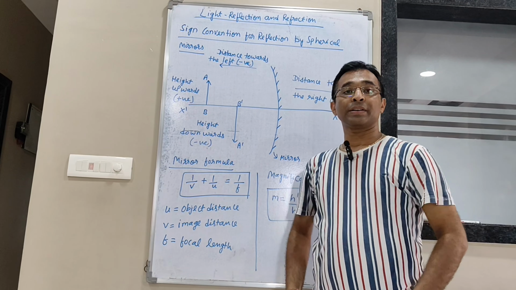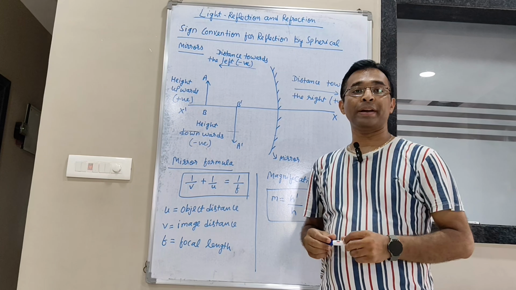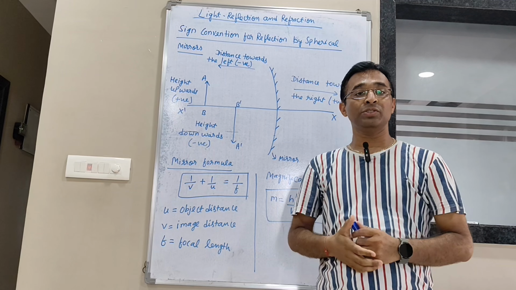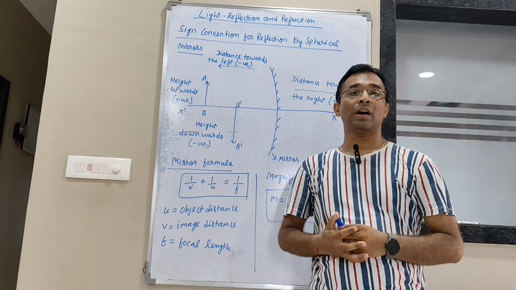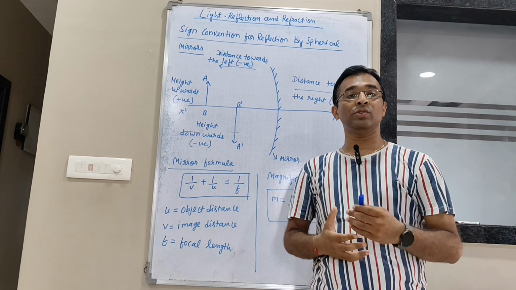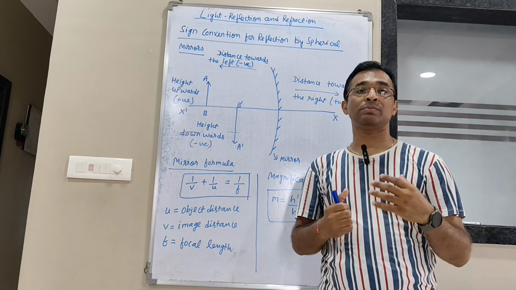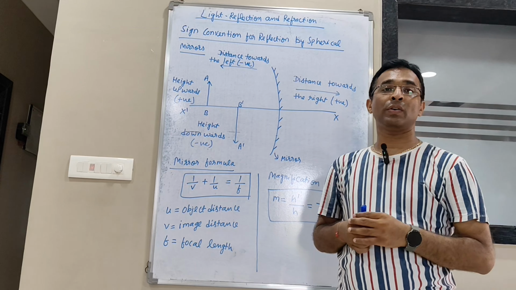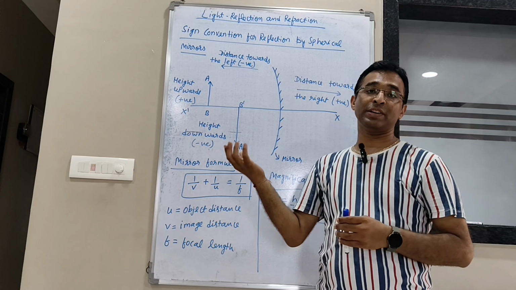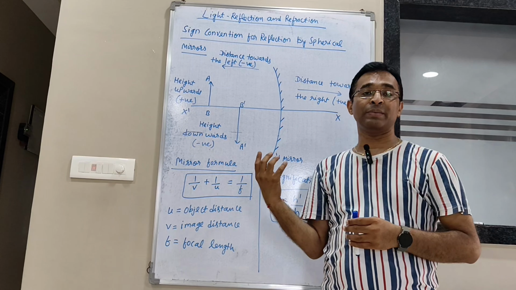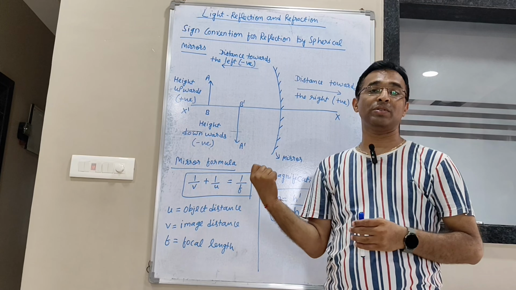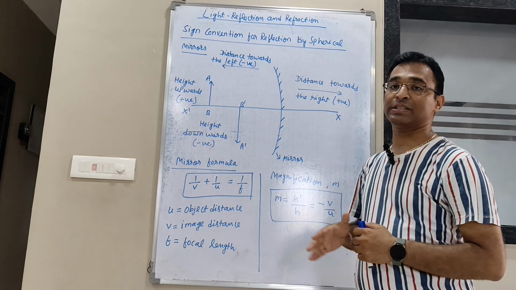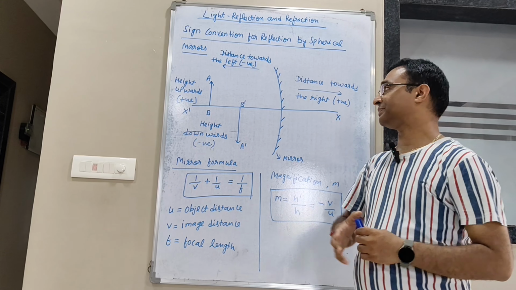Now we are moving on to the next topic, which is sign convention for reflection by spherical mirrors. In this section, we are going to discuss how the sign conventions are used, when the case is positive or negative, and what the standards are for calculation of the position of the image, focal length, position of the object, height of the image, height of the object, magnification, and all related terms.